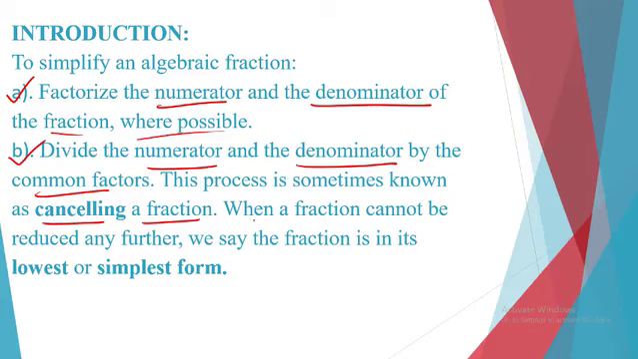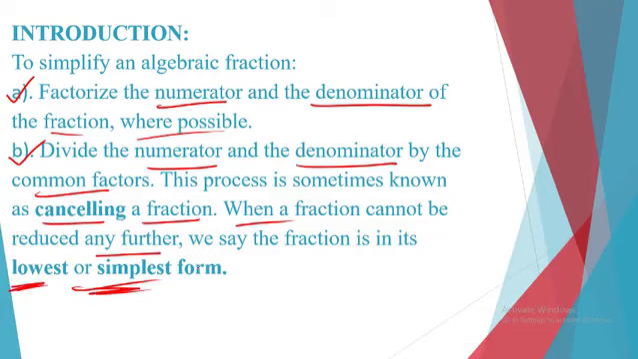When a fraction cannot be reduced any further, we say the fraction is in its lowest or simplest form. So at that point you stop. Any point where a fraction can no longer be reduced, then you've gotten to the lowest form or the simplest form. So that is the introduction.